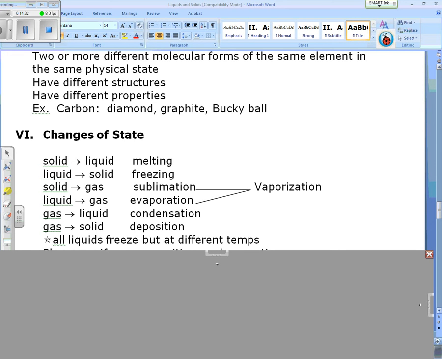Let's see. What's the other thing I was going to say about antifreeze? Okay, yeah, it can freeze. I can't remember what it is now, but yeah. So that's how your car works.